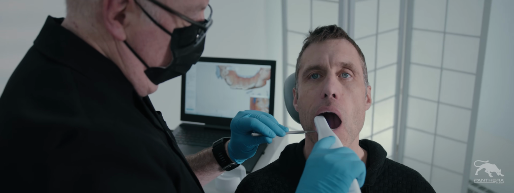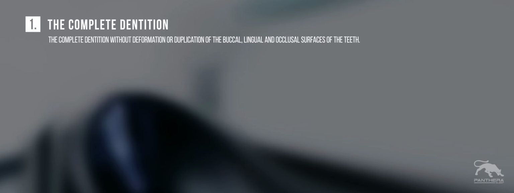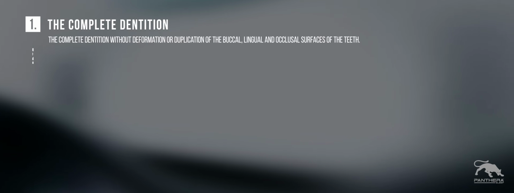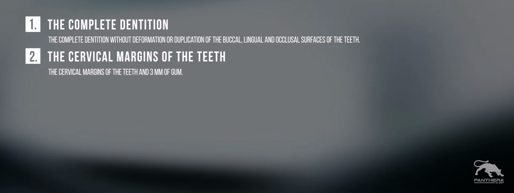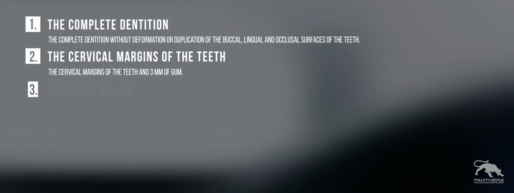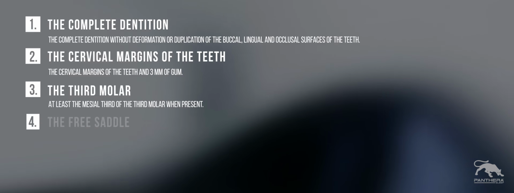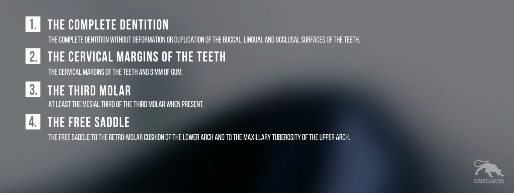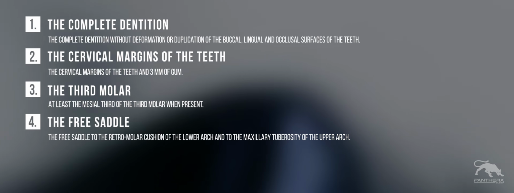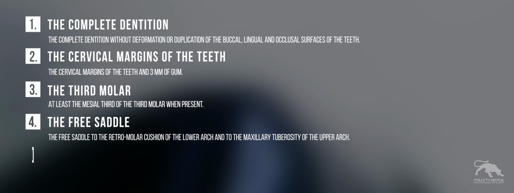For the manufacturing of a Panthera oral appliance, digital impressions must capture the complete dentition without deformation or duplication of the buccal, lingual, and occlusal surfaces of the teeth, the cervical margins of the teeth, and 3 mm of gum, at least the mesial third of the third molar when present, the free saddle to the retromolar cushion of the lower arch and to the maxillary tuberosity of the upper arch.